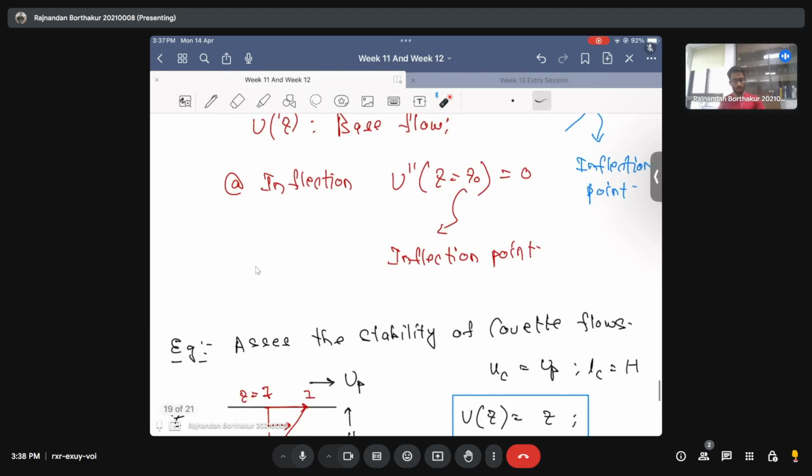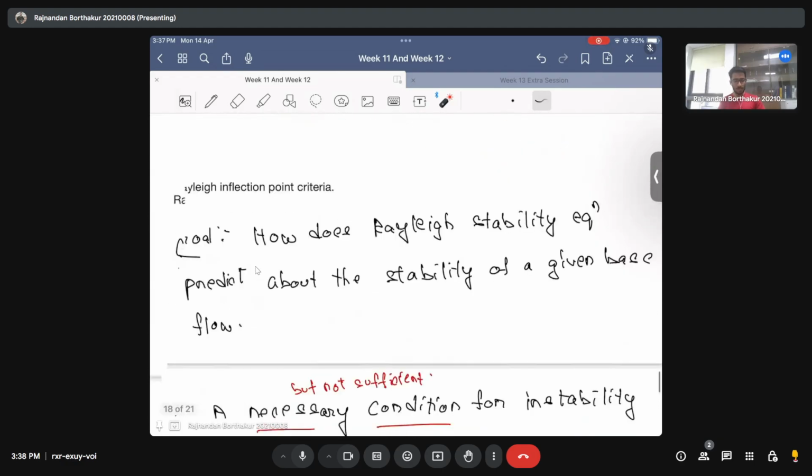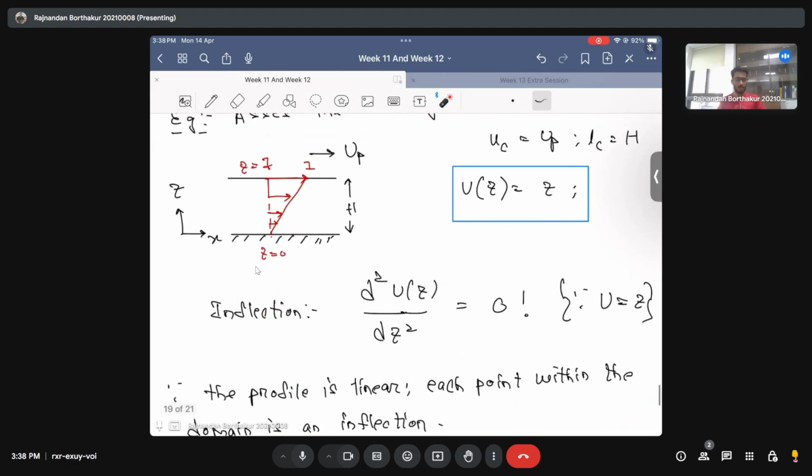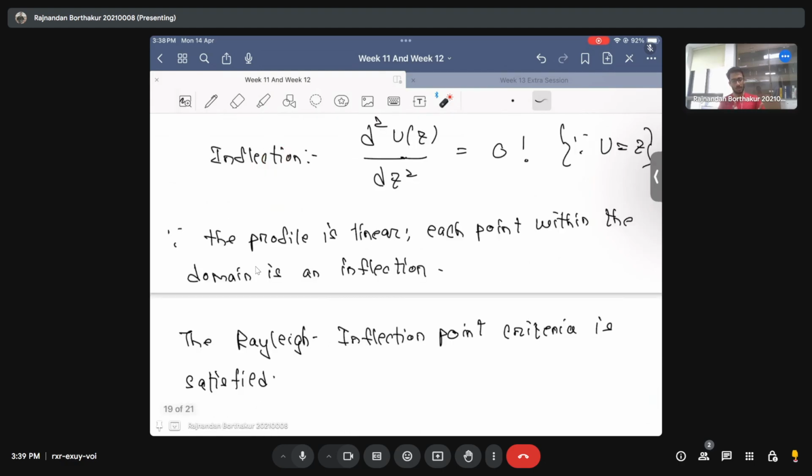Just for a recapitulation, we had the Rayleigh inflection point criterion, which says that a necessary condition for instability is that within the domain, the given base flow should have at least one inflection point. And then we saw that if we take a Couette flow, since it's a linear flow, each and every point inside the domain is an inflection point, which means that the Rayleigh inflection point criterion is satisfied.